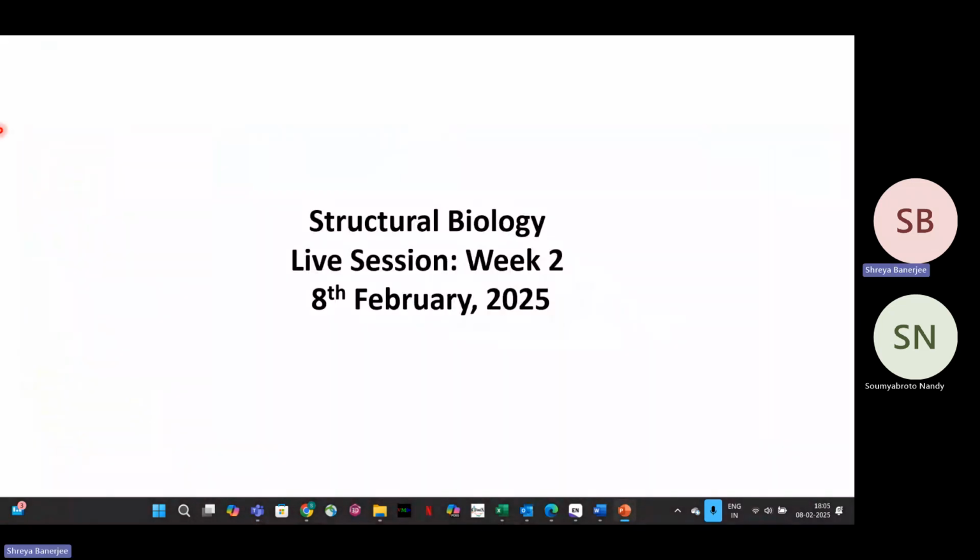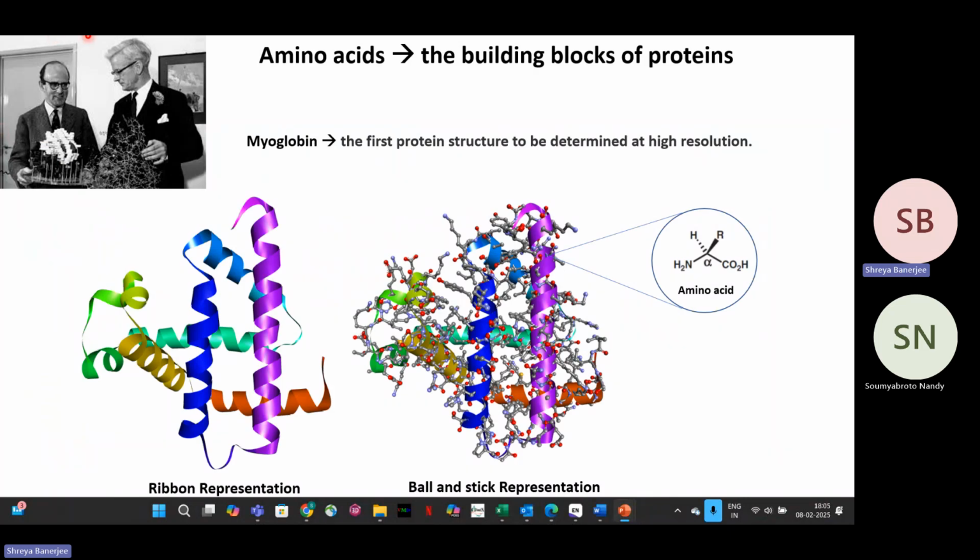Right. So I'll start the class. So this class is all about amino acids and proteins. As you know, amino acids are the building block of proteins. Now, the first protein structure to be determined at high resolution was myoglobin. And you can see here myoglobin consists of a number of alpha helical structures. In this class, we'll be discussing all about different secondary structures as well.